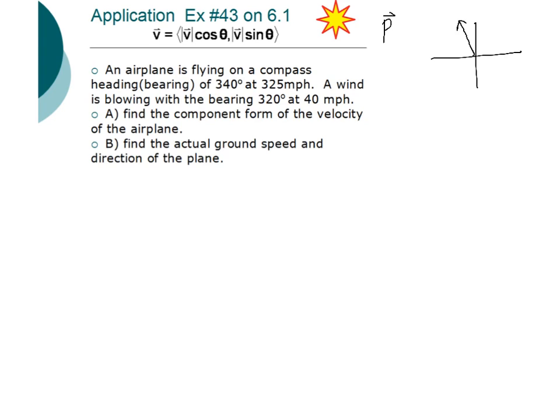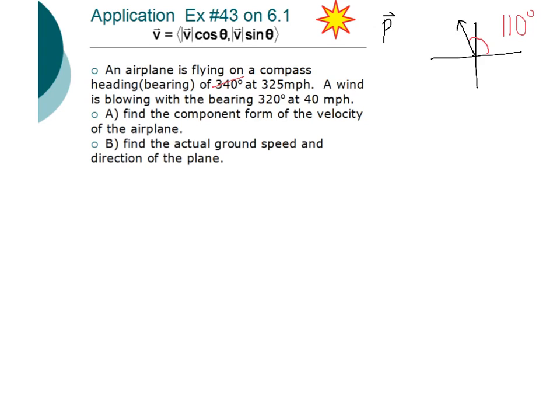Now I'm going to have to do some math with that. I need to take that plane vector, that 340 degrees, and convert it to a directional angle. As a directional angle, that's your 90 plus that extra 20, which is 110 degrees. This vector P that I've drawn represents what the pilot has the plane set to do. It's going at a 340 degree bearing, which is a 110 degree directional angle, and it's going 325 miles per hour.